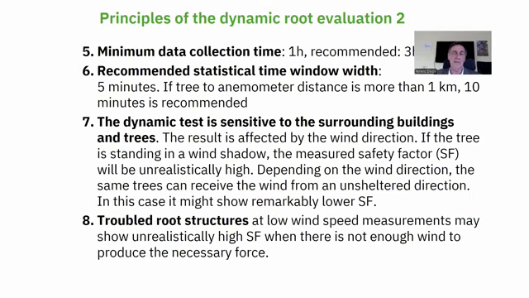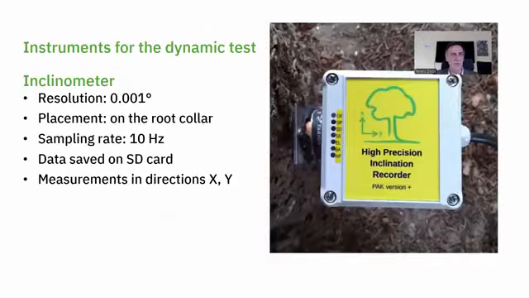I mean, in a wind shadow, low movement, high safety factor. Depending on the wind direction, the same tree can receive wind from an unsheltered direction. In this case, it may show a remarkably lower safety factor, closer to reality, of course. The troubled root structures may have some other resulting troubles, but let me jump over this phase.